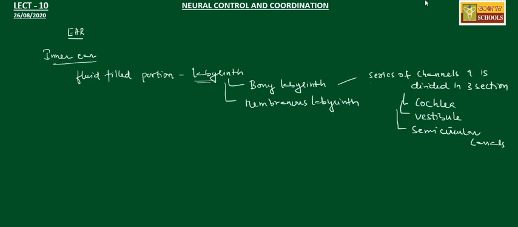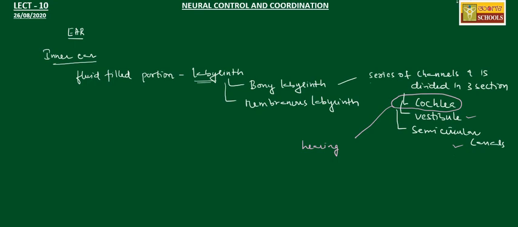Out of these three parts, it is the cochlea that helps in the mechanism of hearing. So this is the one that is responsible for hearing, whereas the other two, the vestibule and semicircular canals, help in balancing our body, and even in knowing whether we are in motion or not. Later I'll discuss in detail the function of the vestibule and the semicircular canals, along with the cochlea.